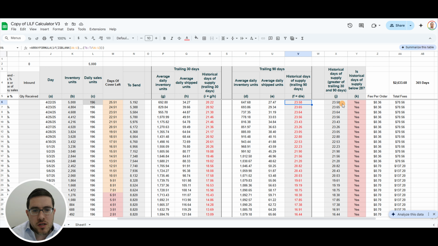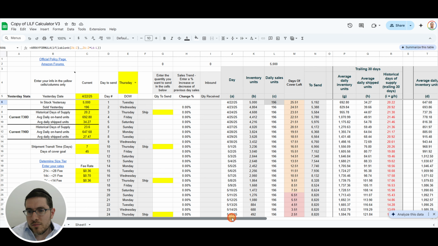So the conclusion is, this is the one Amazon's looking at. Amazon always looks at the high one. And are we going to pay the fee? Yes. How much is the fee going to be? It's going to be 36 cents per unit. And since we're selling 196 units, our total fees for the day will be $70.50.